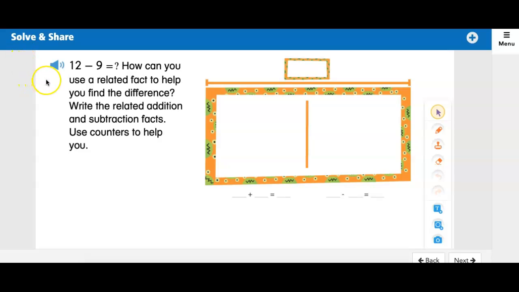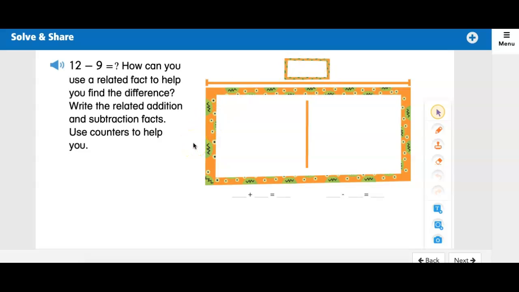Our solve and share says 12 minus 9 equals question mark. How can you use a related fact to help you find the difference? Write the related addition and subtraction facts. Use counters to help you. We can see on our solve and share that it gave us a part-whole chart to help us solve.